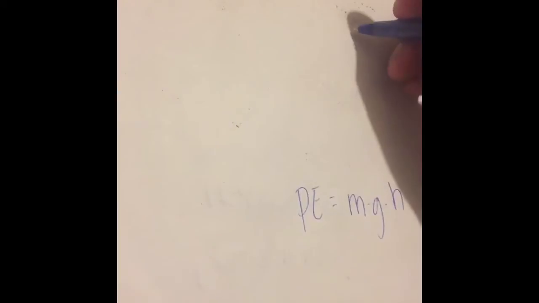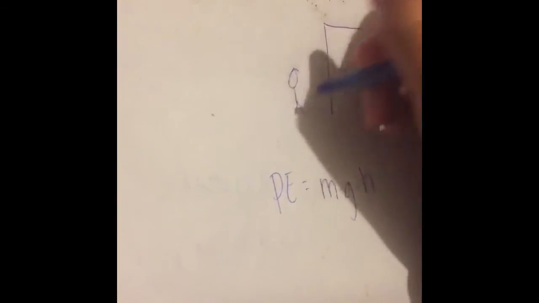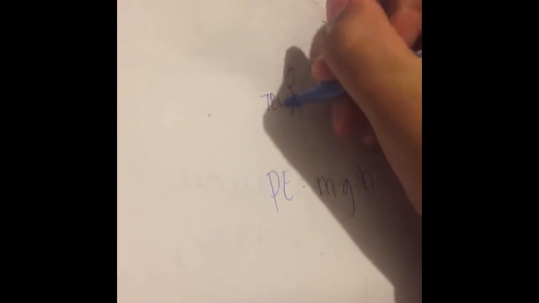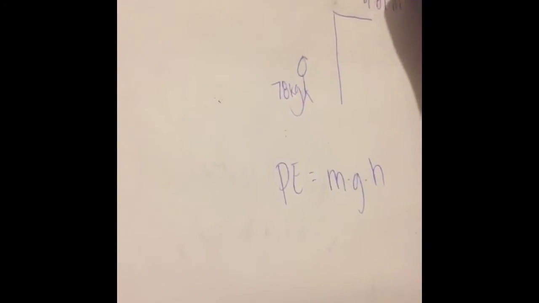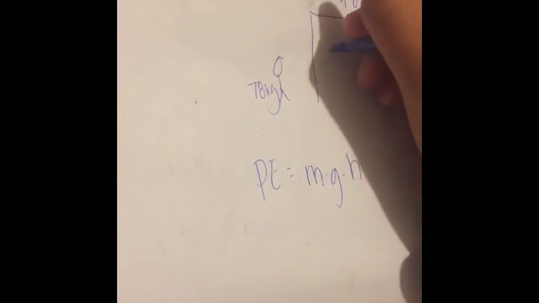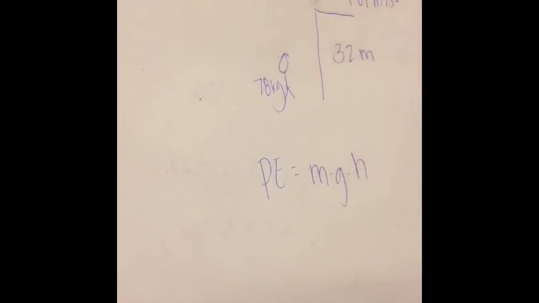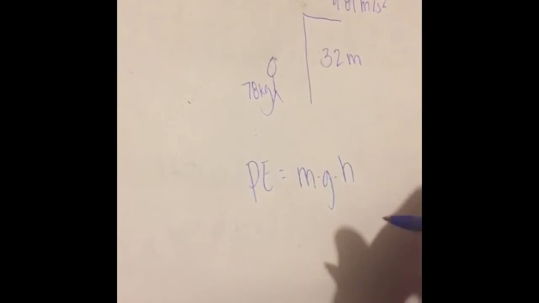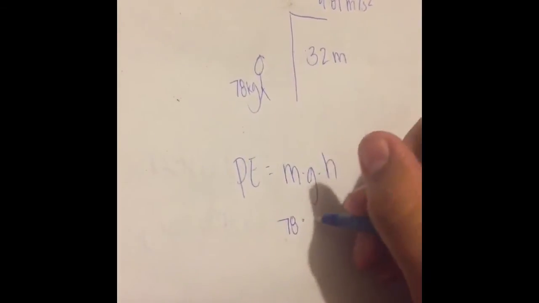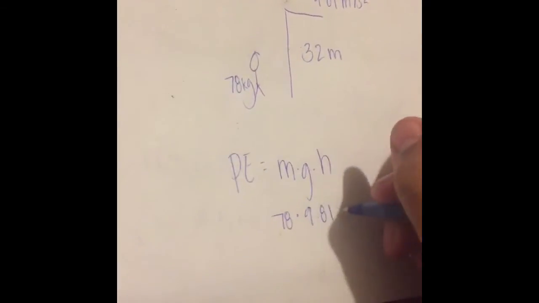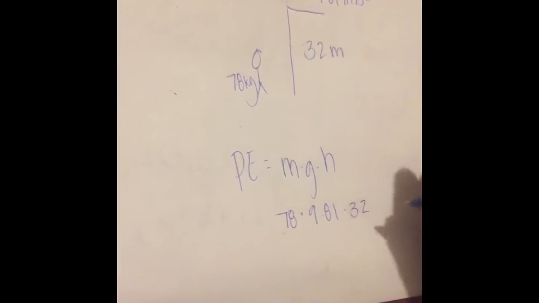Let's do an example of potential energy. Let's say I climb to the top of a 10-story building. First of all, we have to know my mass, which is 78 kilograms, acceleration due to gravity, which is 9.81 meters per second squared, and the height of the building, which is 32 meters. And then you multiply all together and get 24,485.76 joules, which is what I have at the top of the building. And that's the answer.